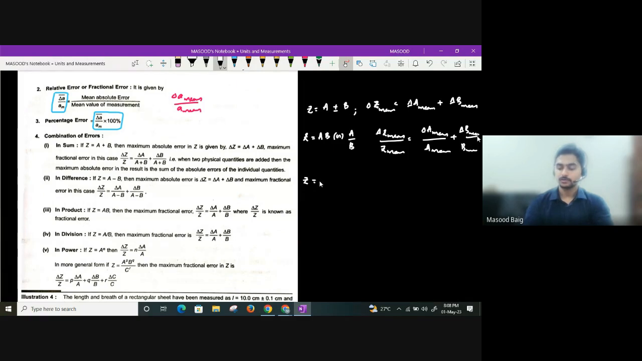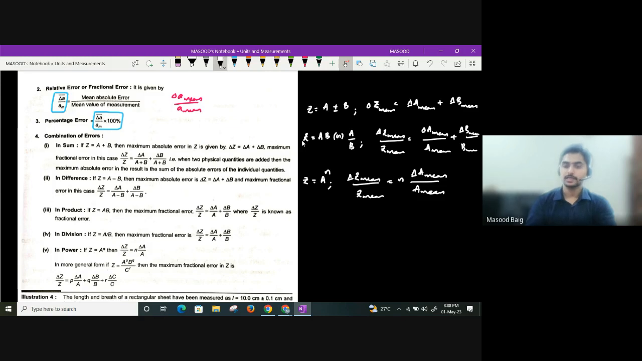In the same manner, when one physical quantity is represented in terms of another physical quantity raised to some power, in this case also you take relative error only, guys. Delta Z mean divided by Z mean will be equal to n times delta A mean divided by A mean.